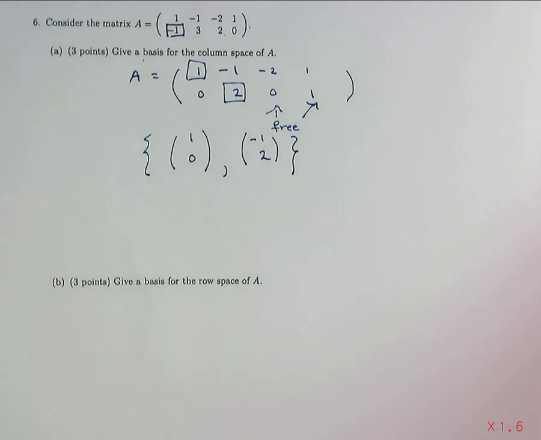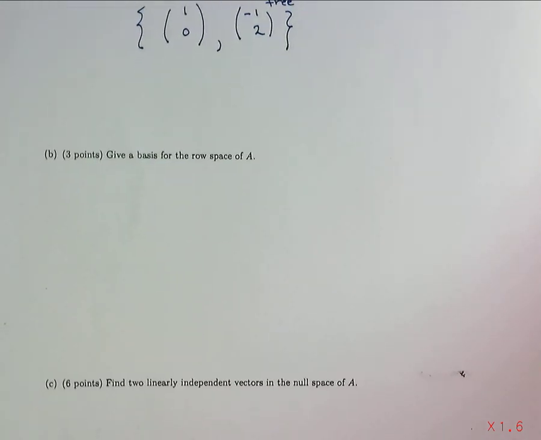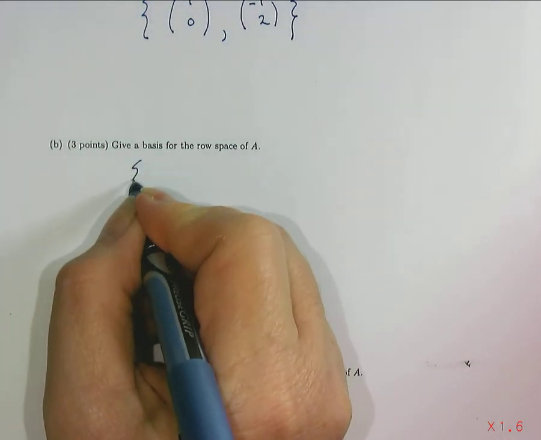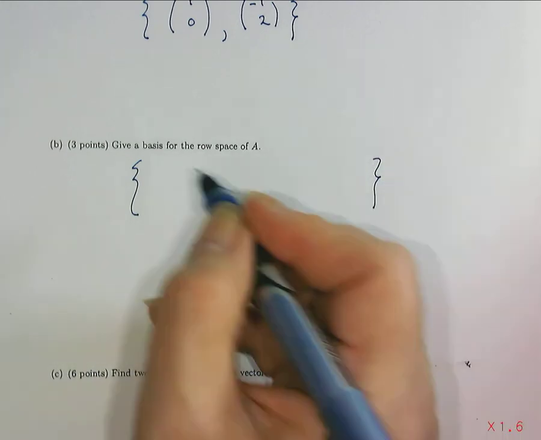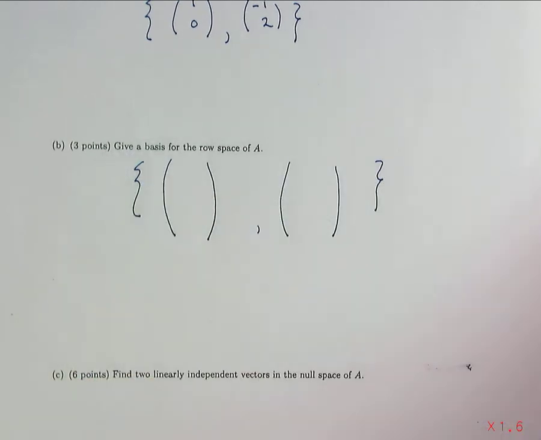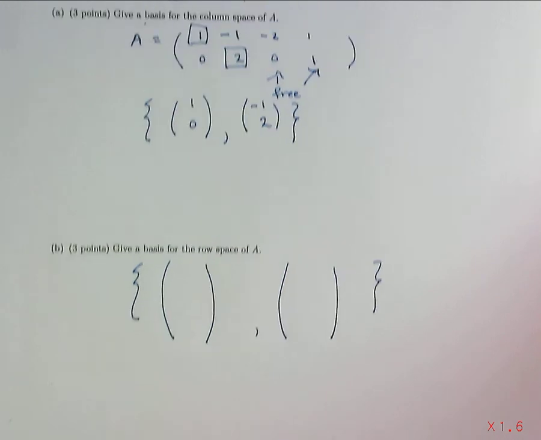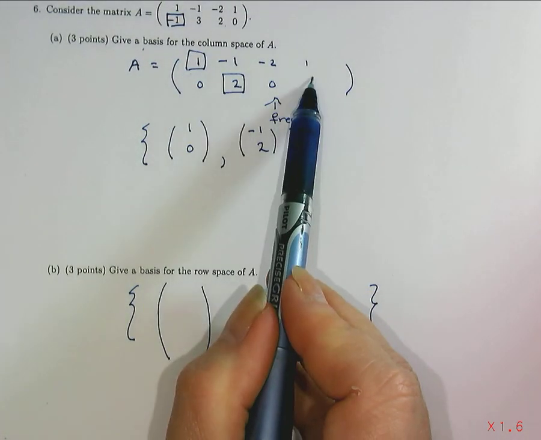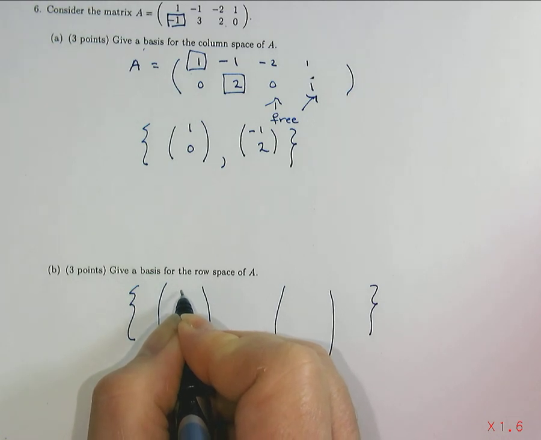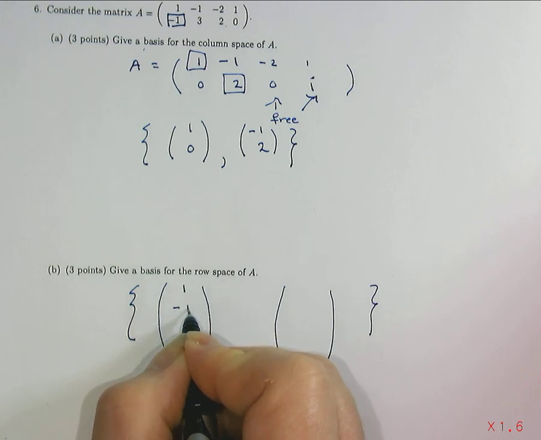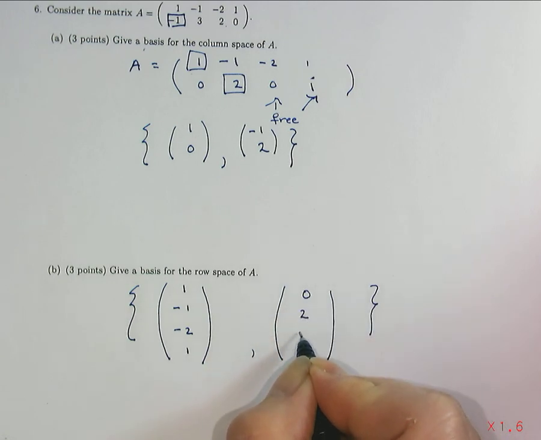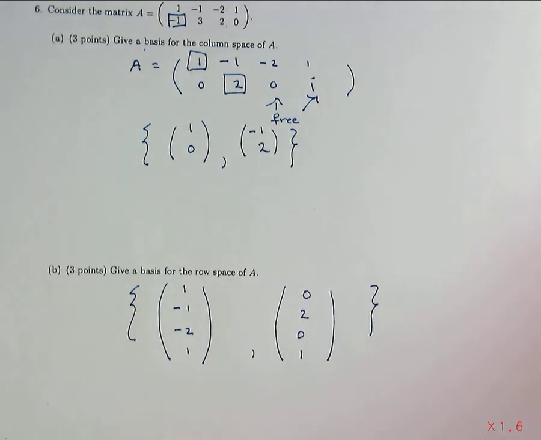Now, we need to give a basis for the row space of A, which is the column space of A transpose. So the basis vectors will be of size 4. And again, we can read them from the row echelon form for A. So one of the basis vectors will be the vector 1, -1, -2, 1, and the other will be 0, 2, 0, 1. And again, these are not unique.